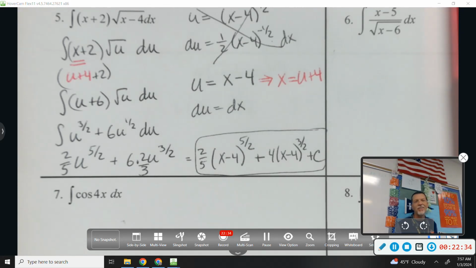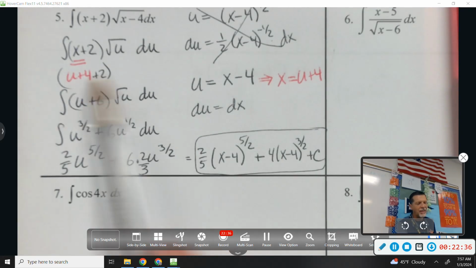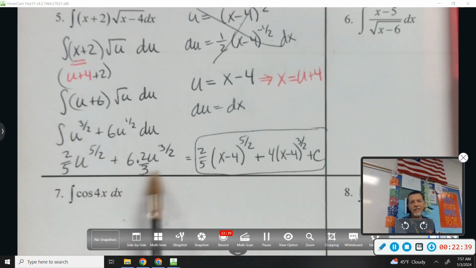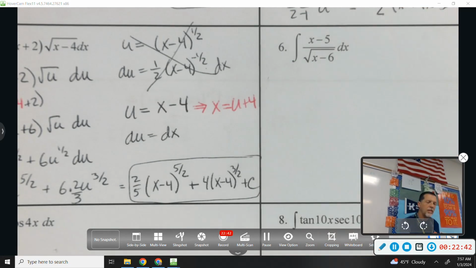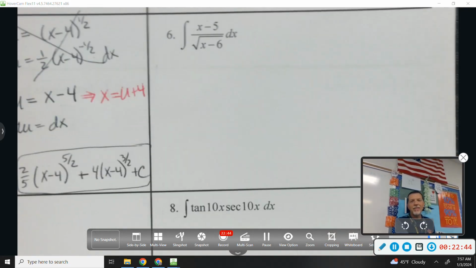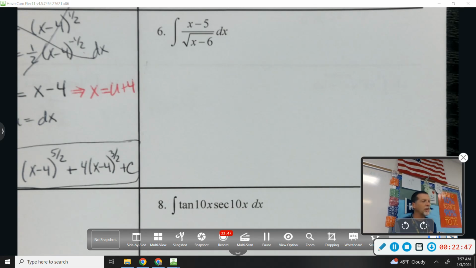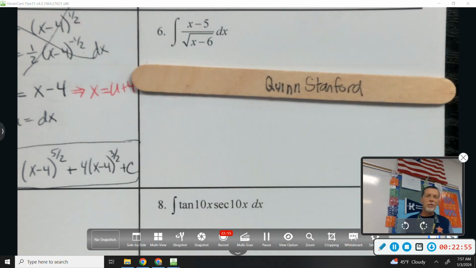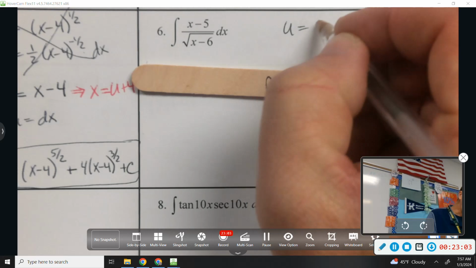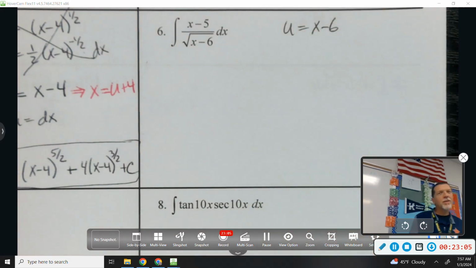Ugh, I don't like those. Those always throw people off because of that reverse substituted back in thing. And because I don't like it, number 6 is pretty similar. Thoughts on what u should be, Quinn, for number 6? Follows a similar pattern as number 5. X minus 6. Good. Just x minus 6. Because if you picked it to be the square root of x minus 6, du would be a mess. So let's just let u be x minus 6.